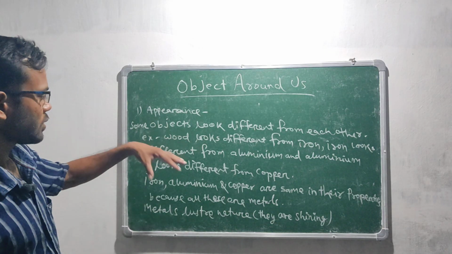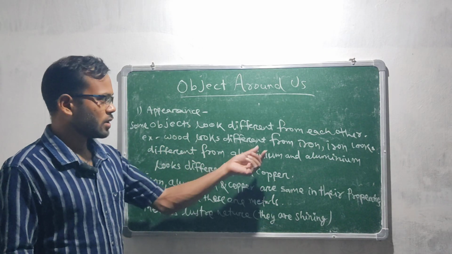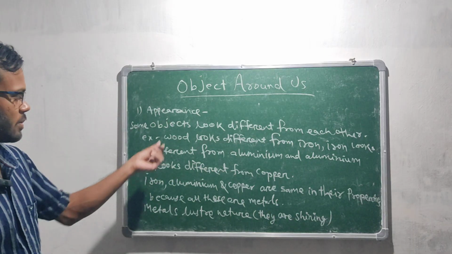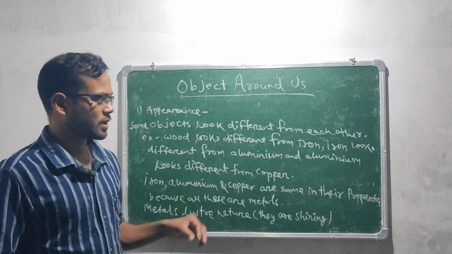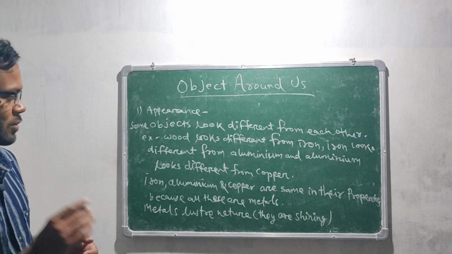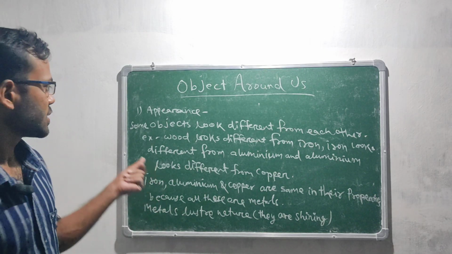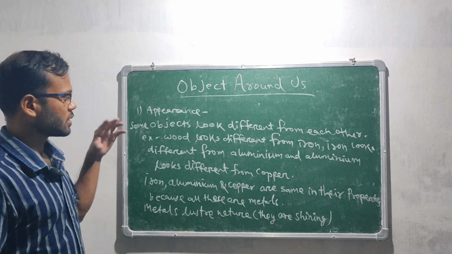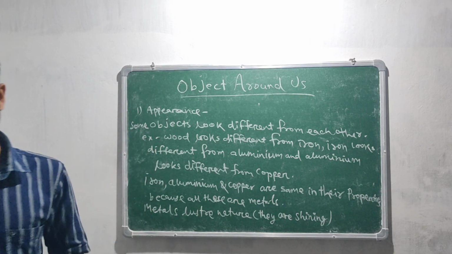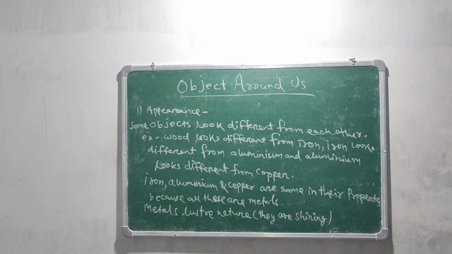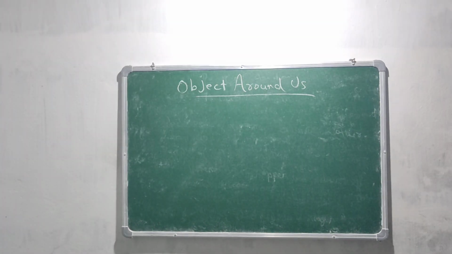But in some sense, we can say that the iron, aluminum, copper, and others are different. But if we compare all these three metals, they are similar in some properties. So these are the properties of metal from the appearance perspective.